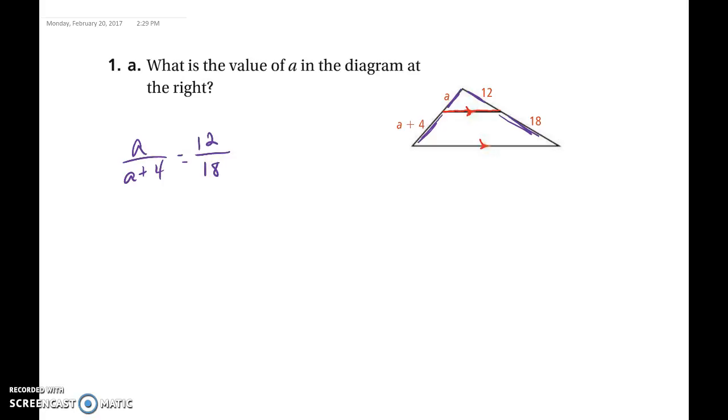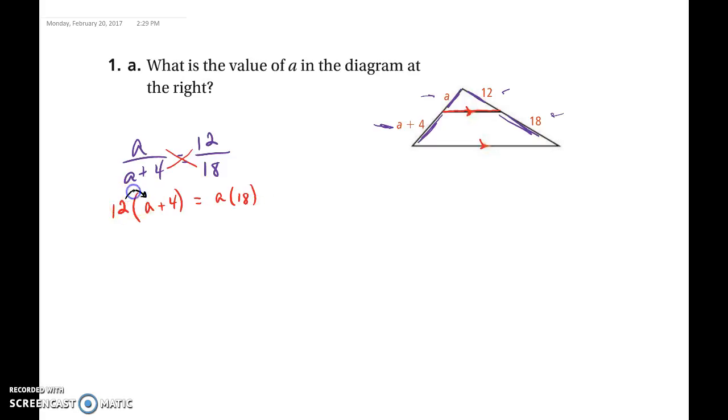You could have done A plus 4 over A and 18 over 12. You even could have done A over 12 is equal to A plus 4 over 18. There are different ways you can set these up. It's not just one specific way. But once we set it up, we'll cross multiply to solve. So it'll be 12 times A plus 4 is equal to A times 18.